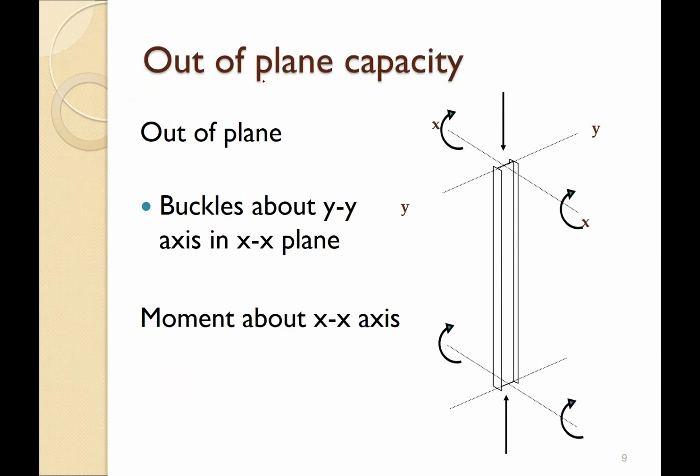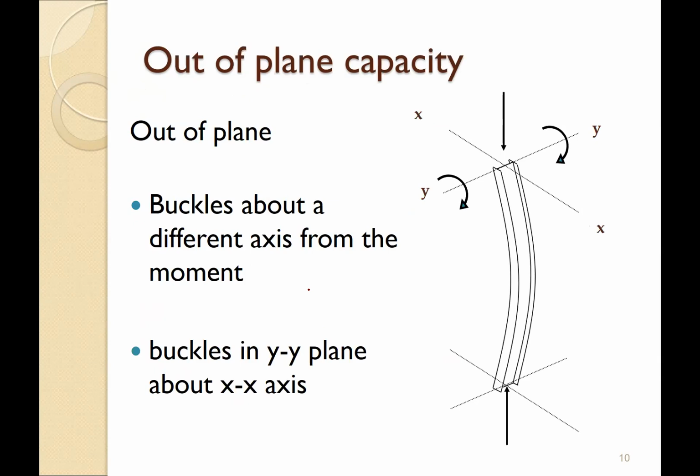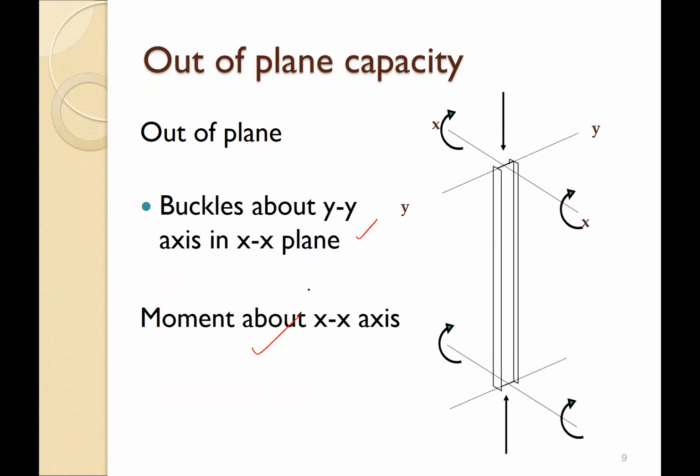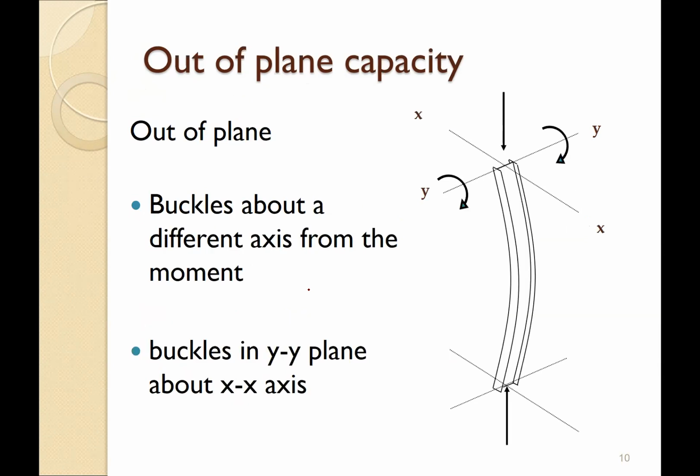Now let's look at the out-of-plane capacity. In this case, you see it buckles about the y-y axis in the x-x plane, but the moment is about the x-x axis. So it is bending about the major axis x-x, but buckling about the y-y axis, the weakest or minor axis. Can you see that? Yes. So it's bending about this axis, and it is actually buckling about a different axis. That's why this is called out-of-plane buckling.